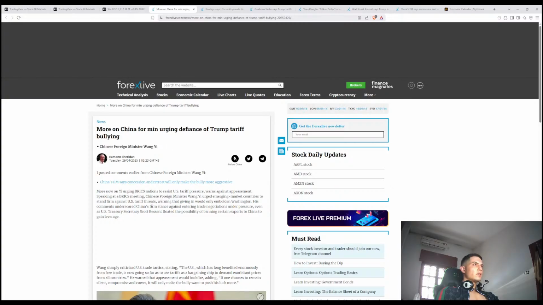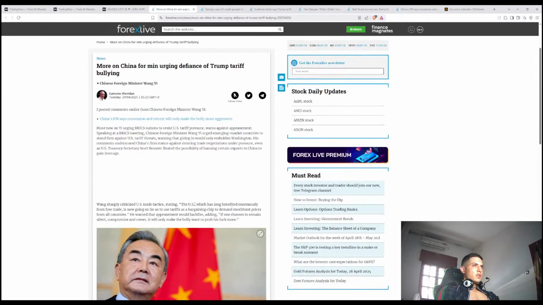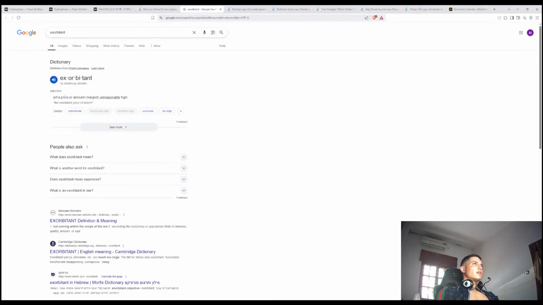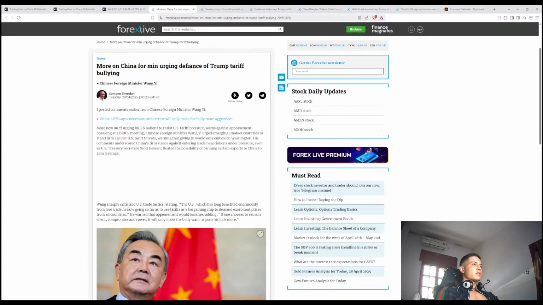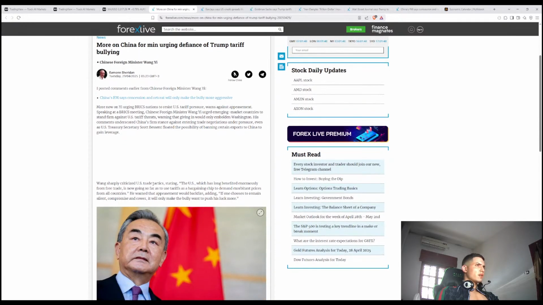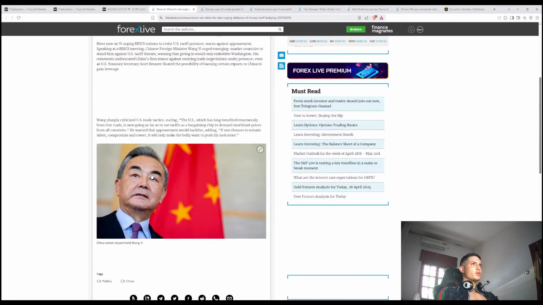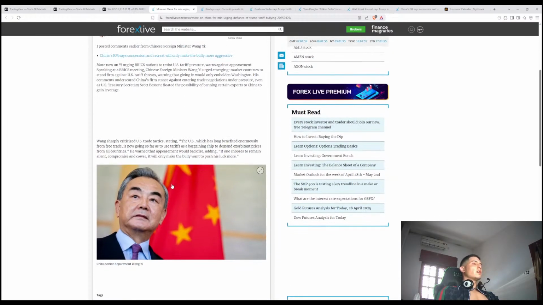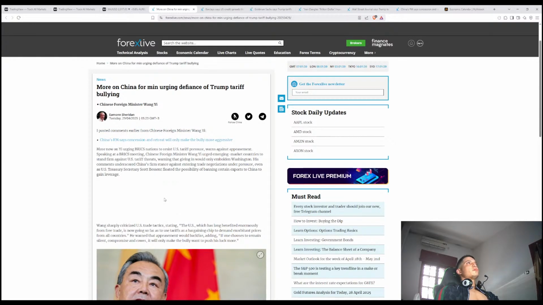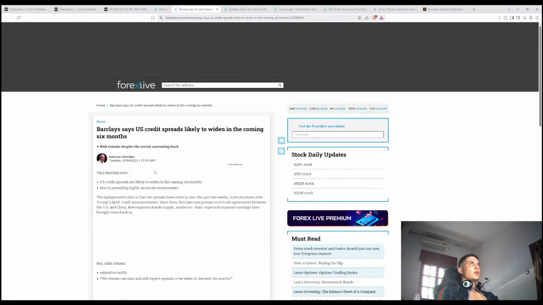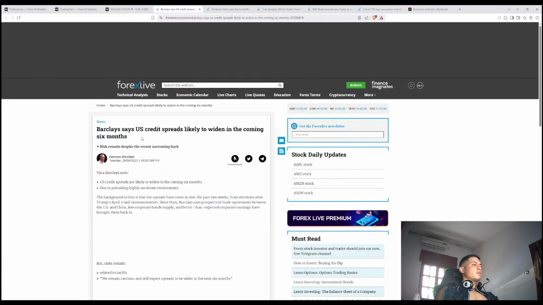Chinese Foreign Minister Wang Yi. Wang sharply criticized U.S. trade tactics, stating the U.S., which has long benefited enormously from free trade, is now going so far as to use tariffs as a bargaining chip to demand exorbitant prices. I mean, this is like unreasonably high prices from all countries. He warned that appeasement would backfire, adding, if one chooses to remain silent, compromise, and cower, it will only make the bully want to push his luck more. So the tensions are still there. This is just reaffirming that the trade war tensions between China and the US are still there, so we should not take it for granted.